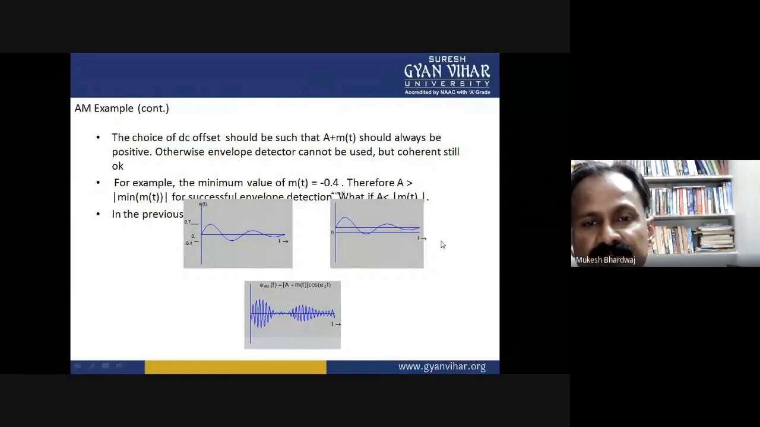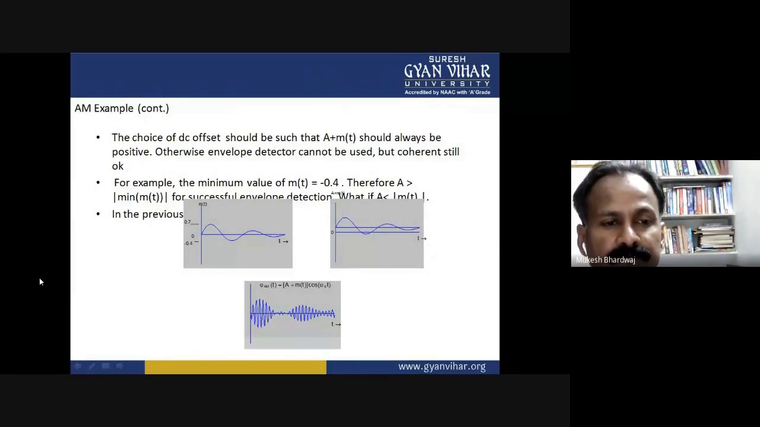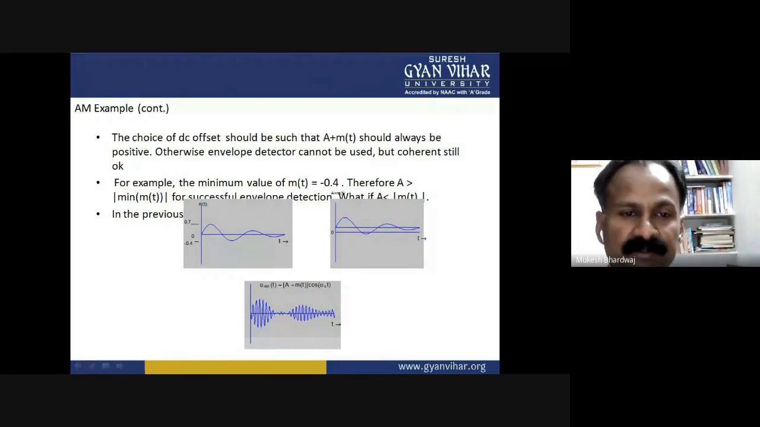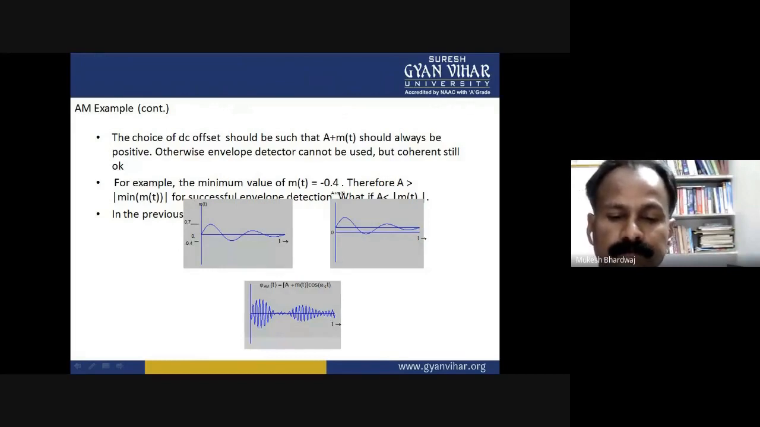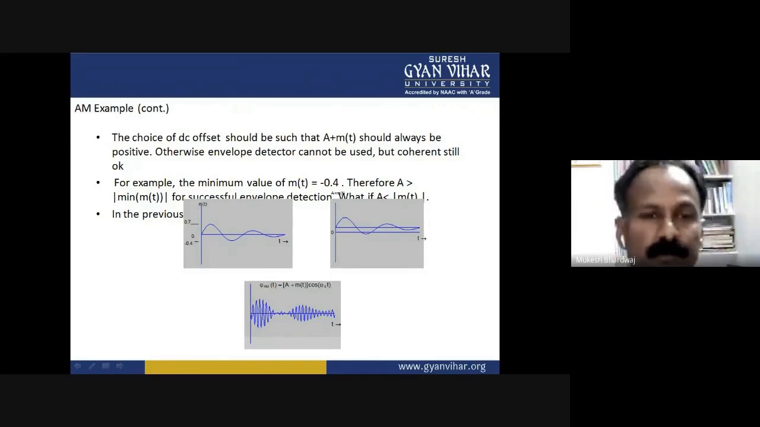The choice of DC offset should be such that A plus m(t) should always be positive. Otherwise, the envelope detector cannot be used, but coherent detection is still okay.